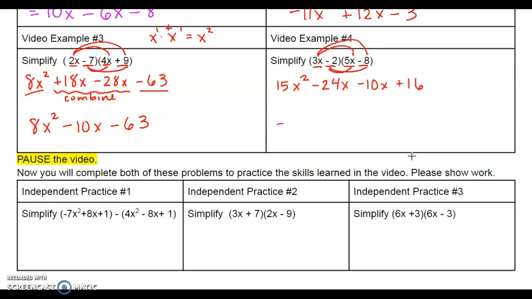So my only x squared term stays, and then these can combine. You typically can combine the middle terms. So negative 24 minus 10 is negative 34x. And then this is my only integer. Okay? All right, so you've got 3 problems for you to try. I want you to go ahead and try all 3. Pause the video while you do these 3, okay?